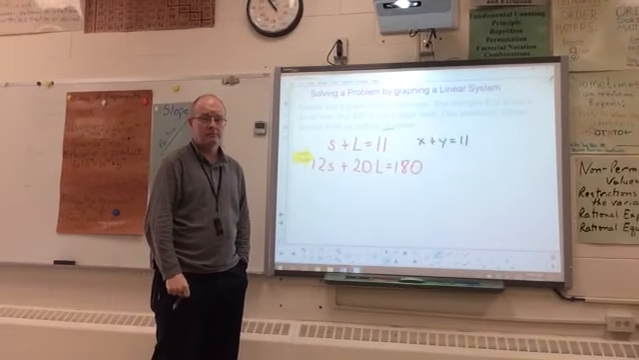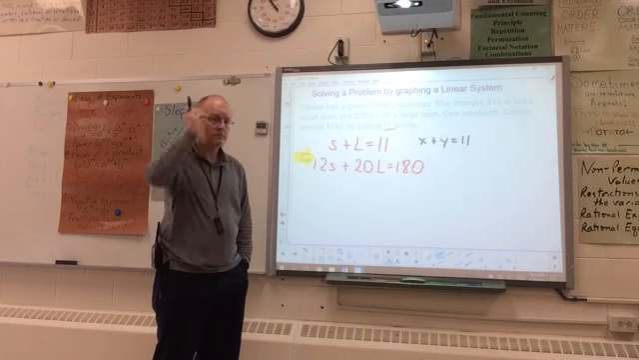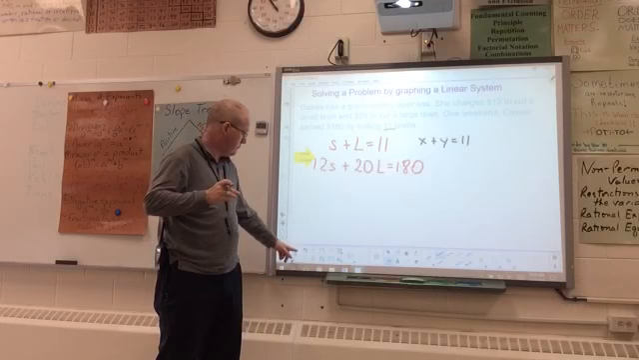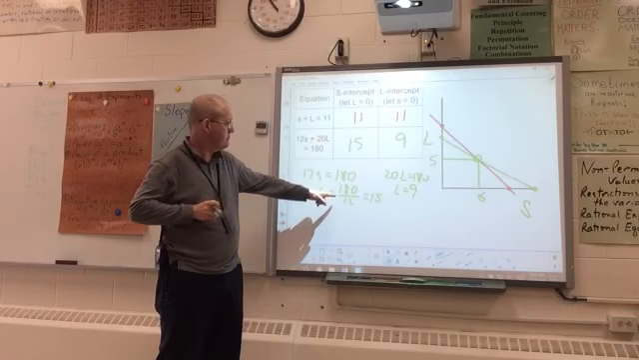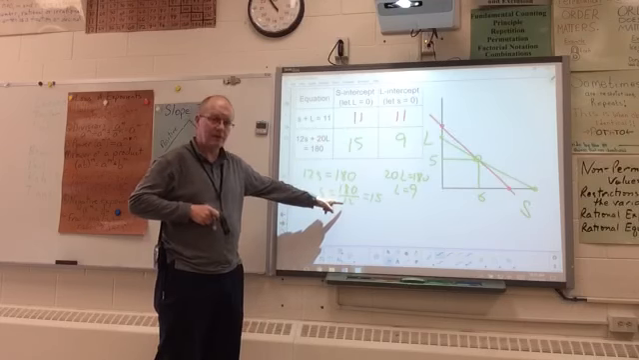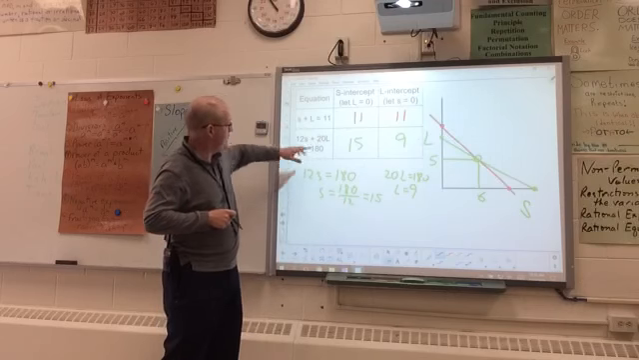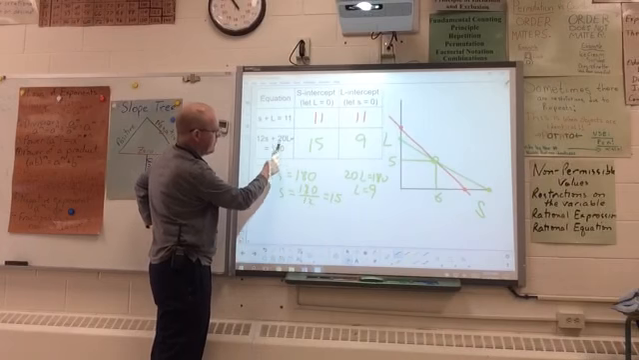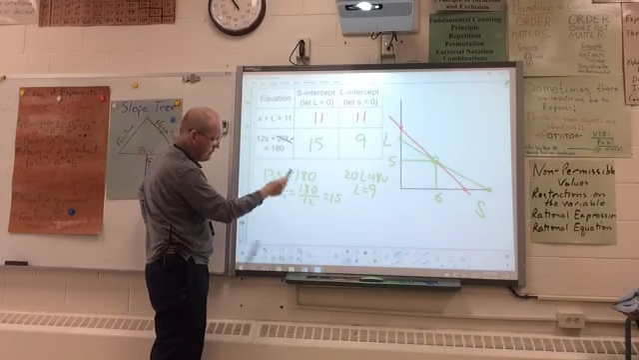So for the equation, S is 15, right? Then you do 12 times 15, right? No, it would be 180 divided by 12. 12S equals 180 because L is 0. So you divide both sides by 12.